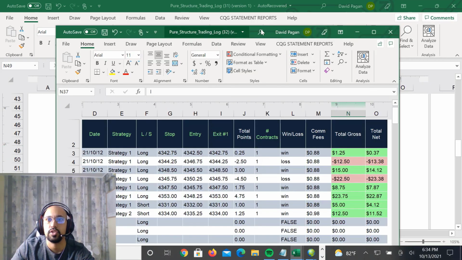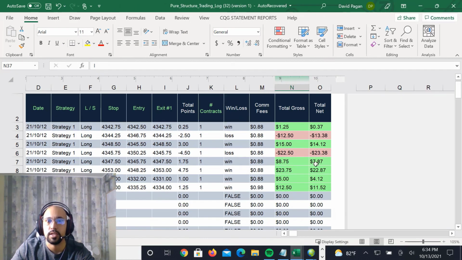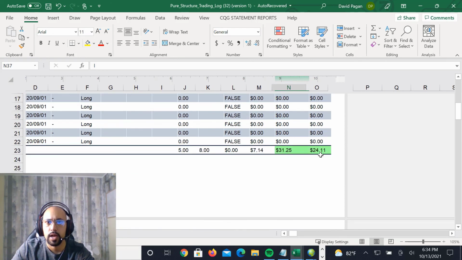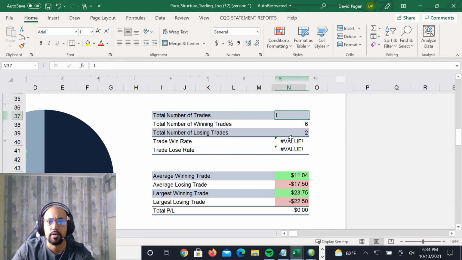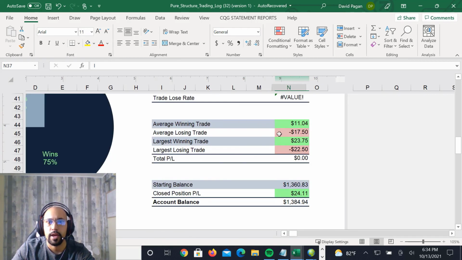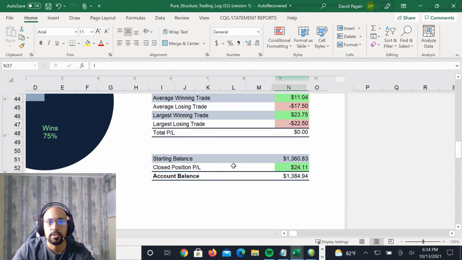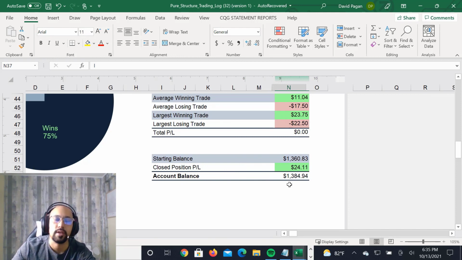and we should have a little bit more towards the end of the week to continue it green. But you can see we got 1, 2 losing trades, but the rest of them winning trades. Again, $24.11 after commission cost there. Moving it down, you can see over here, average winning trade on this log, $11.04. Average losing trade, $17. Largest winning trade, $23. Largest losing trade, $22.50. You can see closing $24.11 so far on this log. So right now account balance is sitting at $1384.94.